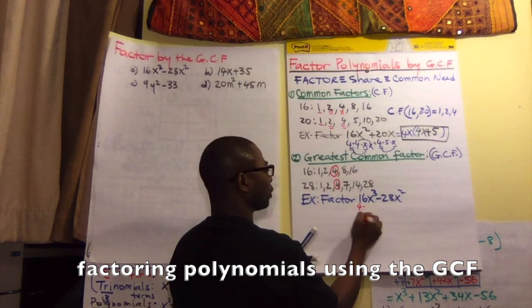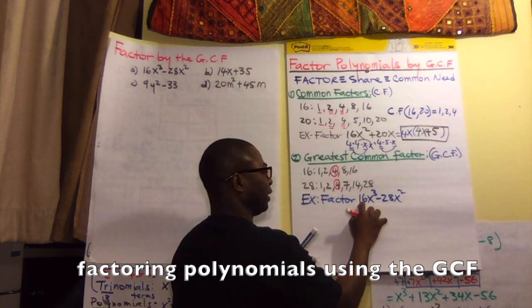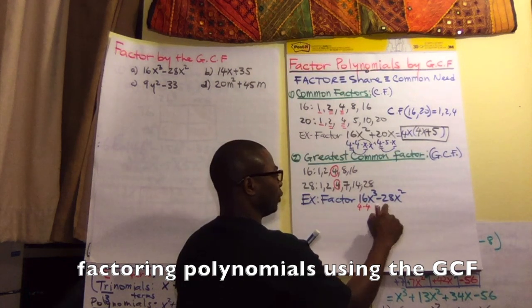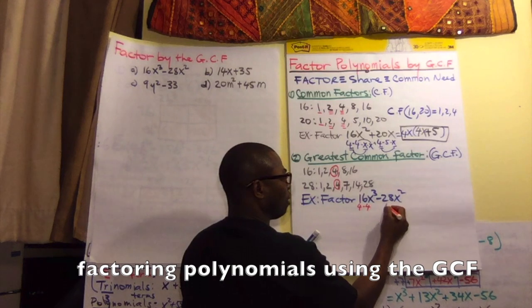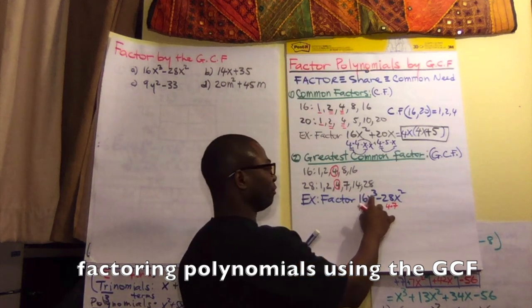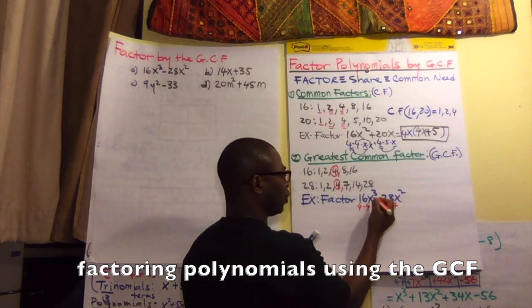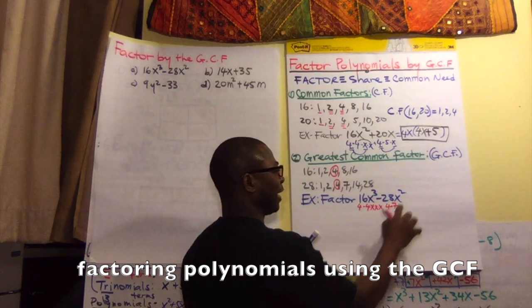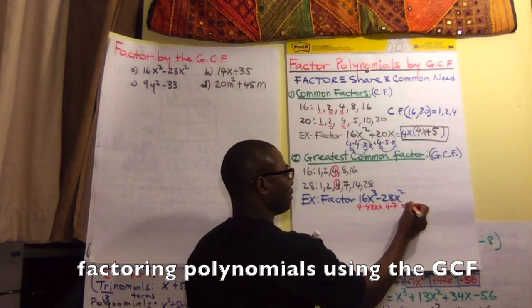Find the multiples. So that will give us 16. So 4 times 4 is 16. We'll do the same thing here. 4 times what gave us 28? 7. So 4 times 7, 28. Then we break down the x cubed and the x squared. So x cubed means x times x times x. X squared means x times x.